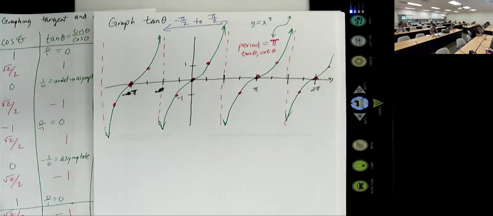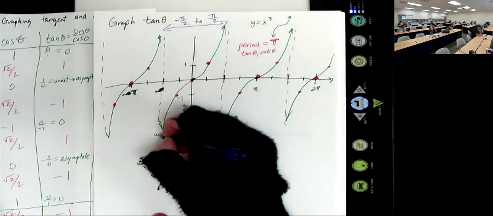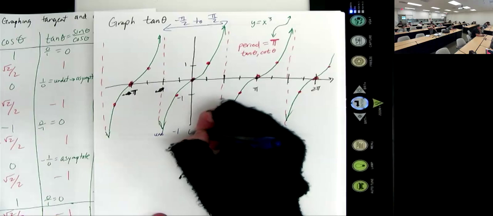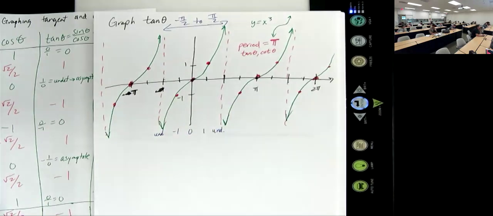But when you're doing it, divide by b. That tells you how many, we basically have 5 steps here. Undefined, -1, 0, 1, and undefined. We still have 5 steps, it's just over a period of pi rather than 2 pi.